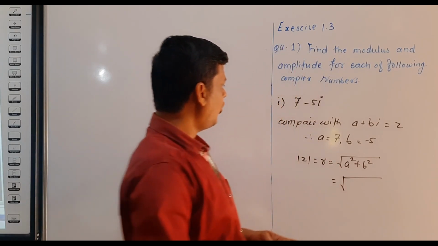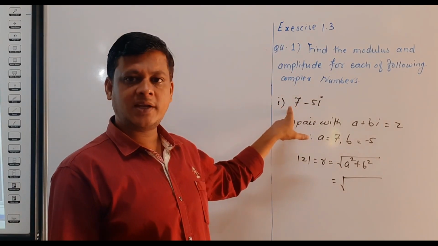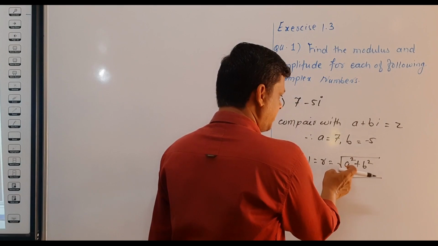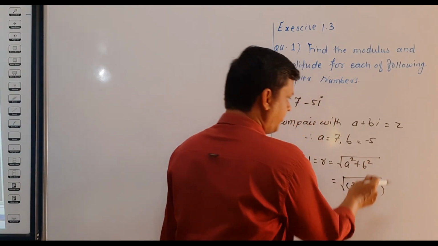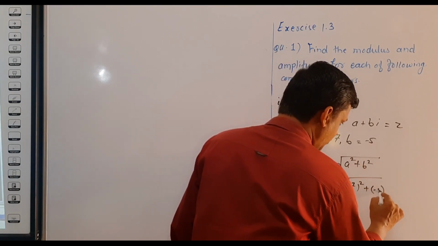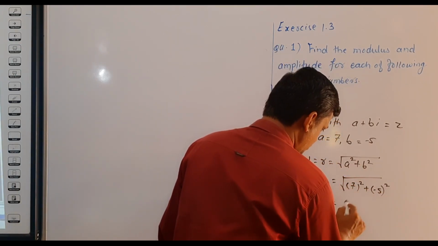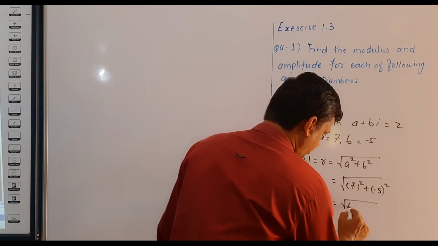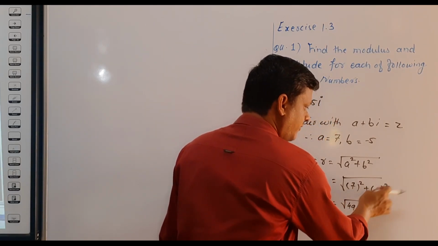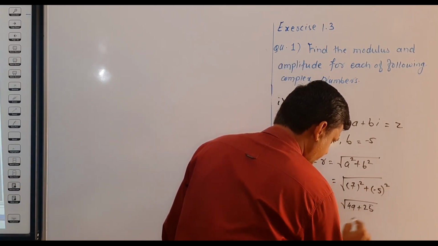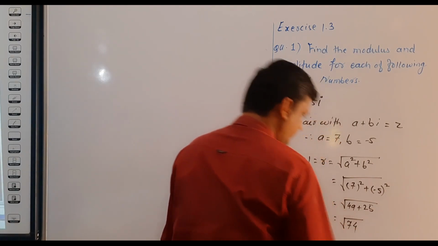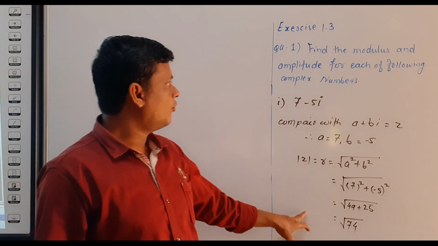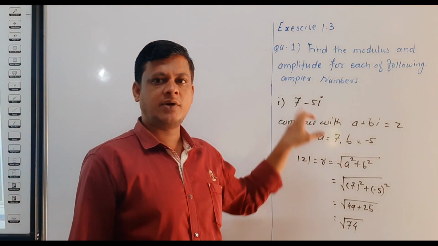So the modulus of the given complex number is, replace the value of a as 7, so 7 square, plus replace the value of b as minus 5, so minus 5 square. 7 square is 49 plus 5 square 25, so we get here root 74. So this is the modulus of this complex number 7 minus 5i.